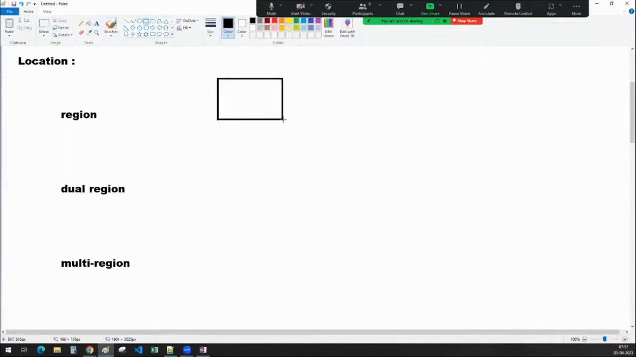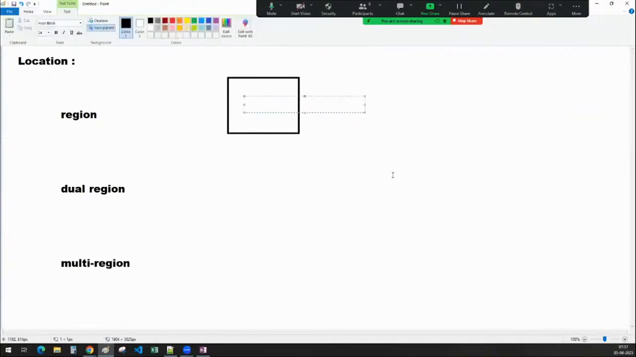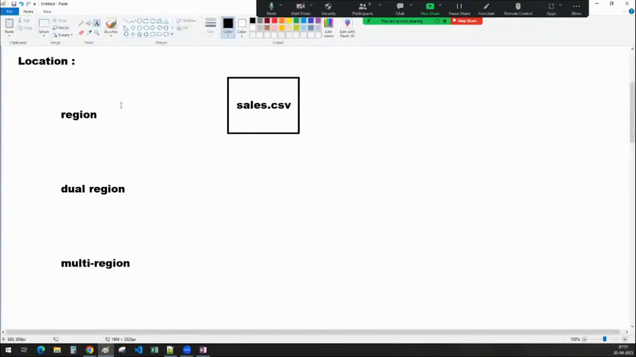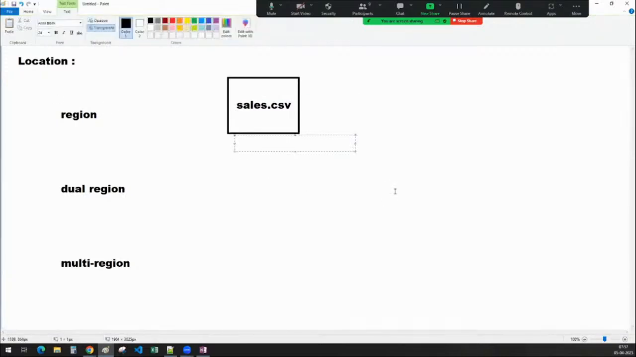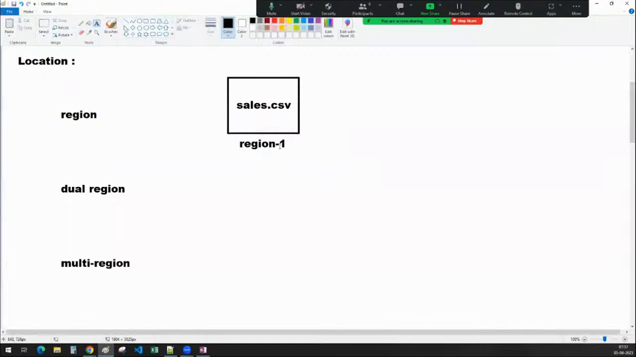Say you select a region, and this is your bucket. You selected one region and created a bucket. Inside the bucket, you have one file, sales.csv, which you have uploaded. Say you selected a region like some US region; instead of names, I will say region 1. You selected one region, inside it you created a bucket, and inside the bucket you uploaded a file.